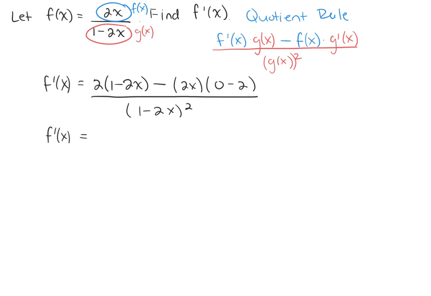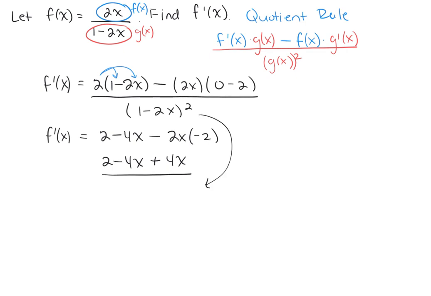So let's see here. I'm going to go ahead and distribute this 2 to those two terms inside the parentheses. That's 2 minus 4x minus, and then here I've got 2x times negative 2. So that's going to make this positive 4x. And then I left out my denominator. So that's the numerator, okay? And then don't forget, all over the denominator squared, that's f prime of x. And so this right here was just me cleaning up the numerator.